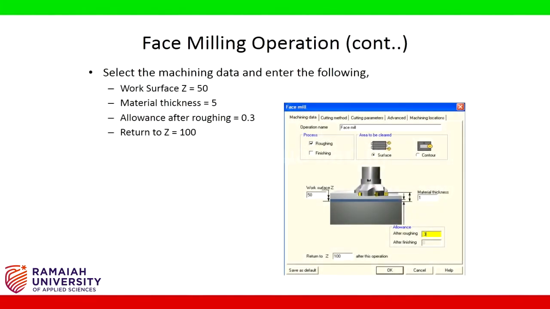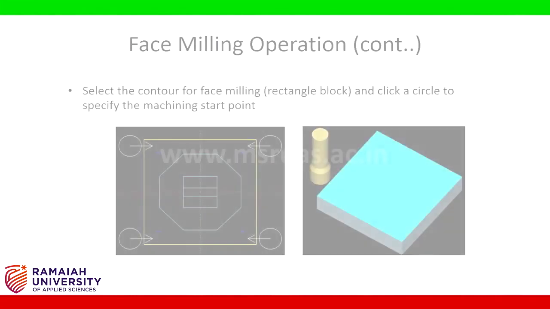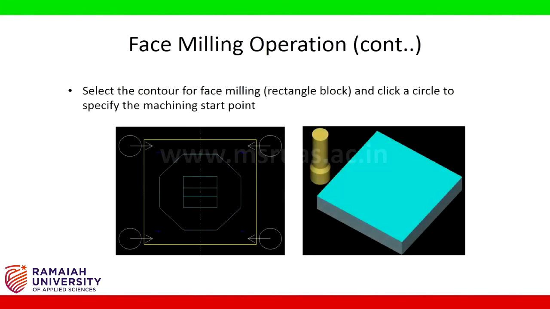Select the machining data and enter the following. Work surface Z equal to 50, material thickness 5, allowance after roughing 0.3, return to Z 100. Click on OK. Select the contour for face milling, a rectangle block of 200 x 200 mm, and click a circle to specify the machining start point.